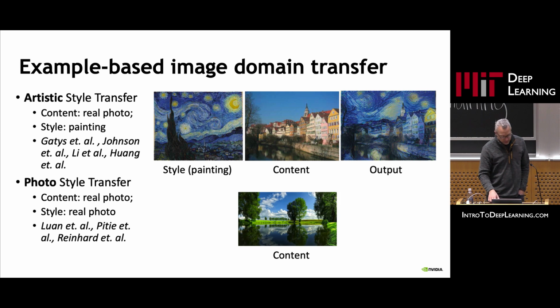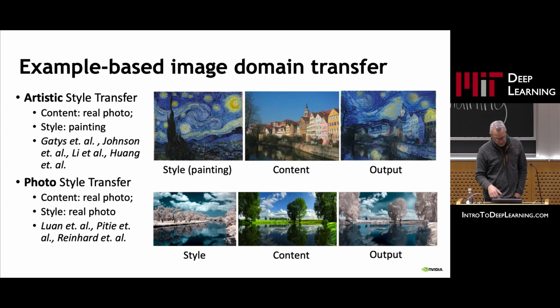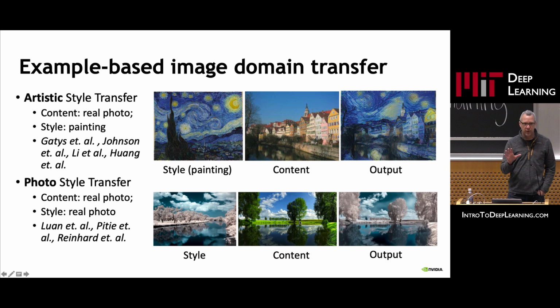What we want to look at today is what we call photo style transfer, where the input is a photo, the style is also a photo, and we want to apply this photographic style to our content image. And there's a slight difference between the two. In artistic style transfer, you're okay, or actually you desire to change some of the geometry in the scene, right? So it's fine if the houses all of a sudden get bent a little bit, right? That's part of the style. Whereas for photographic images, that's not the case. You want to leave the geometry alone. You just want the look to be different.